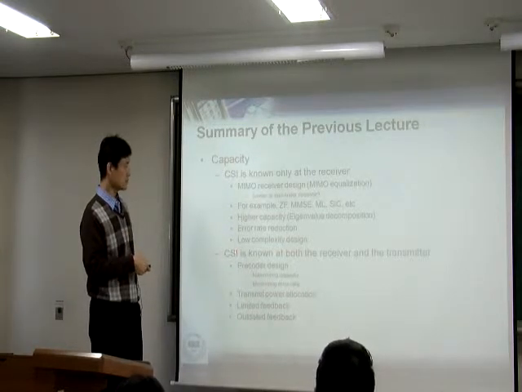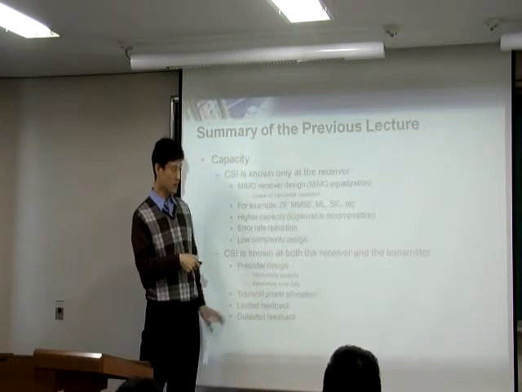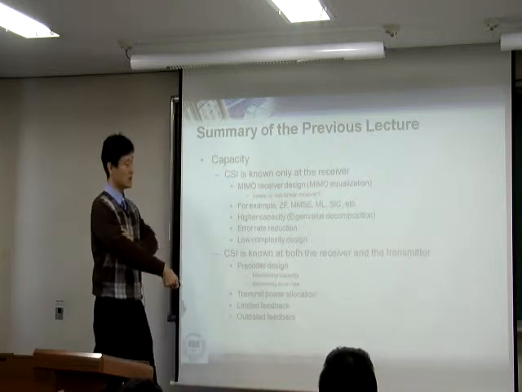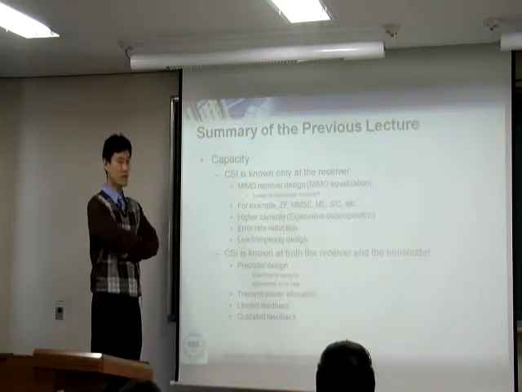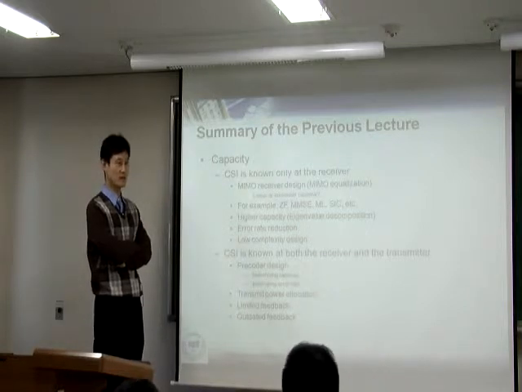Another category is when CSI, channel state information, is known at the receiver and also known at the transmitter. The assumption here is that there is a feedback channel, and possibly the feedback channel is ideal.